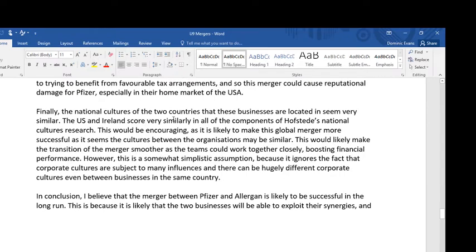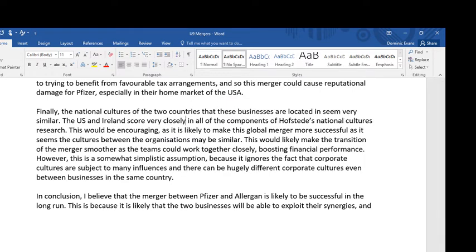Finally, the national cultures of the two countries that these businesses are located in seem very similar. The US and Ireland score very closely in all of the components of Hofstede's national cultures research. This would be encouraging, as it is likely to make this global merger more successful, as it seems the culture between the organisations may be similar. This would make the transition of the merger smoother, as teams could work together closely, boosting financial performance.